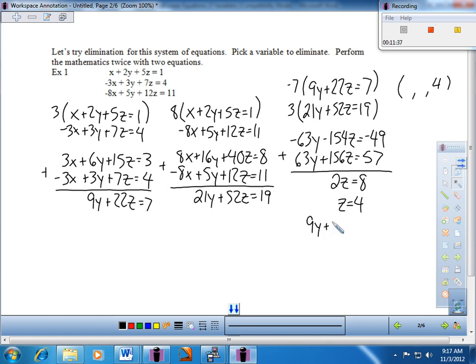I'm going to just do this, 9y, and 22 times 4, and that equals 7. All right, so this would be 9y and 88 equals 7. Again, working through good math here, 7 minus 88 just happens to be -81. And not too bad, all things considered. Could have been worse. Y is -9, and that's looking pretty good. Okay, so 2/3 of the solution set taken care of. Now the only thing to do is use those two numbers to find the third.